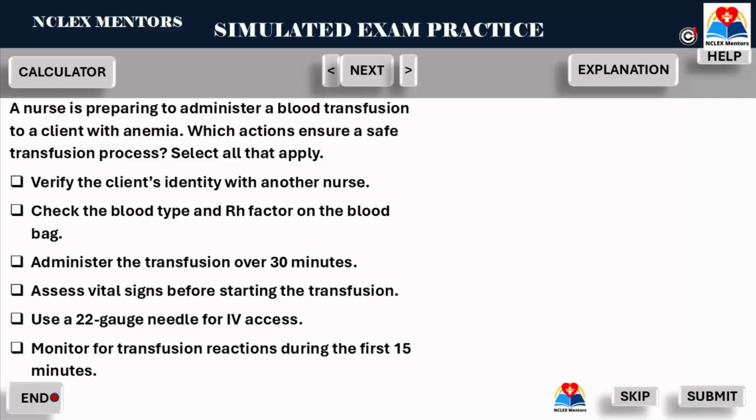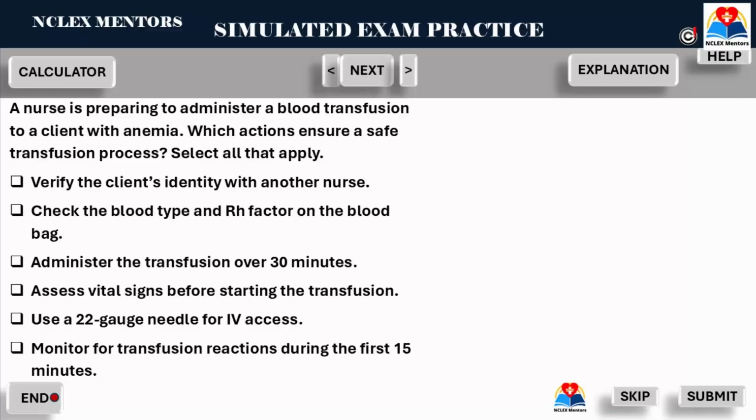Safe blood transfusion practice, NCLEX style. Let's step into the shoes of a nurse preparing to give a blood transfusion to a patient with anemia. This is one of those clinical moments where precision and attention to safety can make all the difference. Here's your question. Which actions ensure a safe transfusion process? Select all that apply. Now here are the options that pop up on the screen for you to think about.